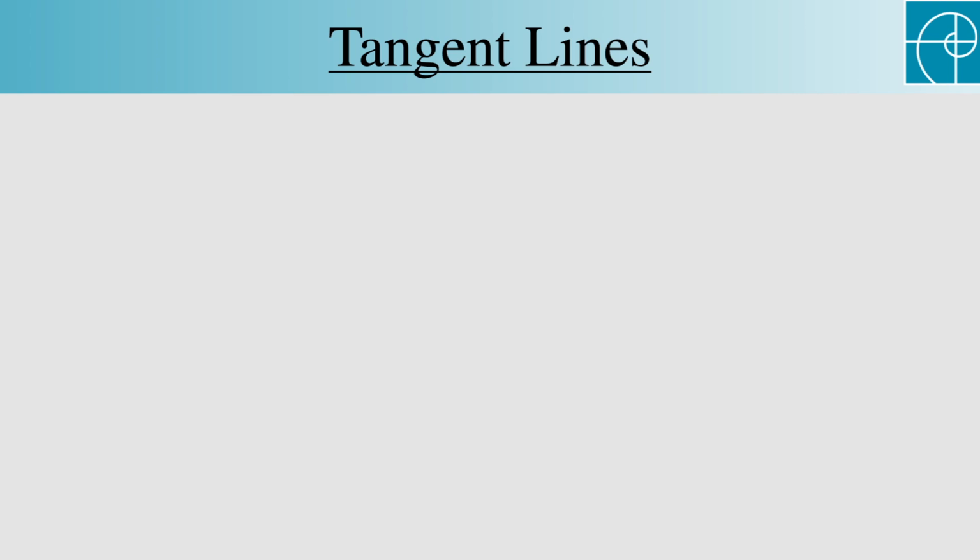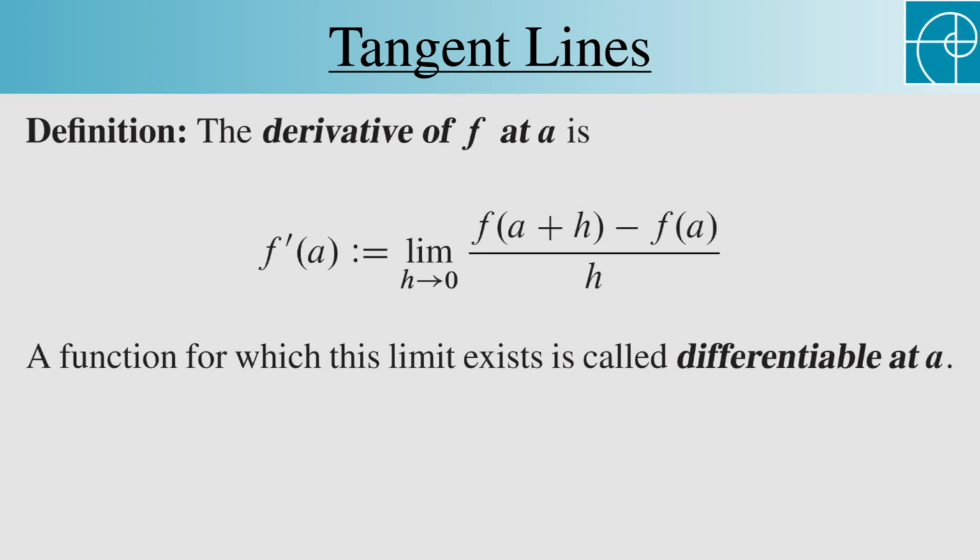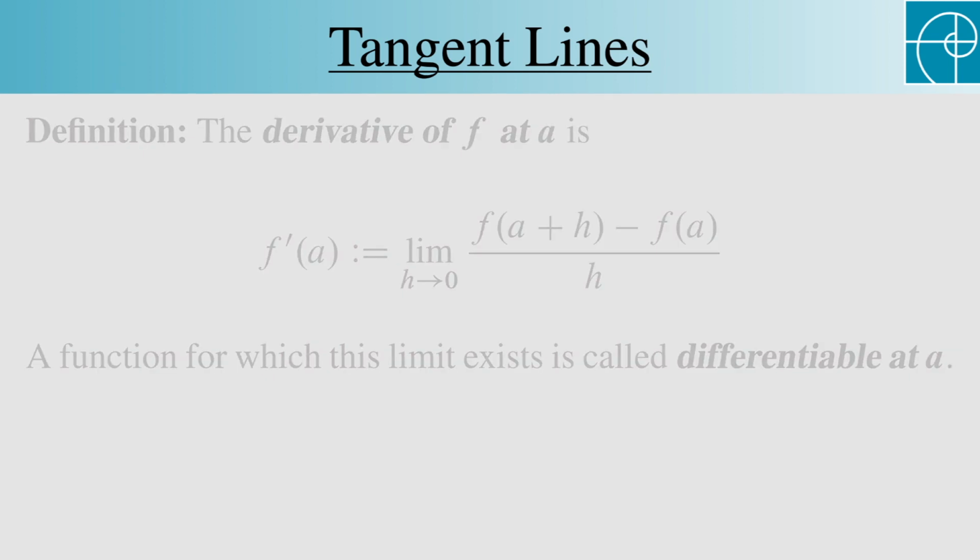Now that we've talked about instantaneous rates of change, let's talk about how to interpret them graphically. Remember that we defined the derivative of a function f at a point a using this limit of ratios. This is the instantaneous rate of change of f at a. Let's look at a graph.